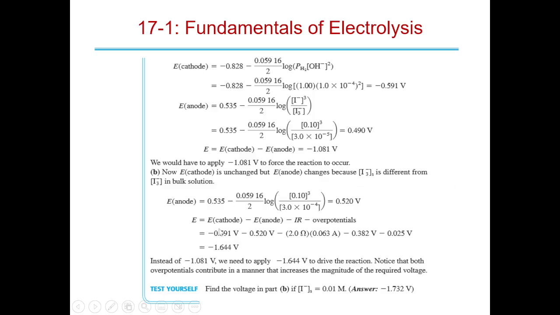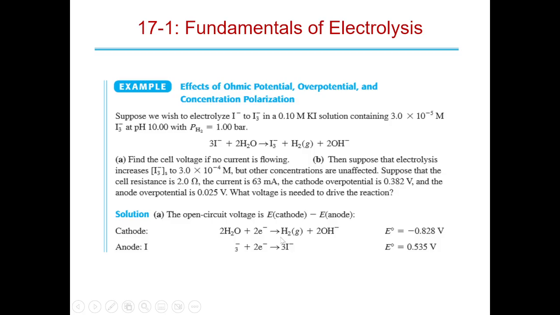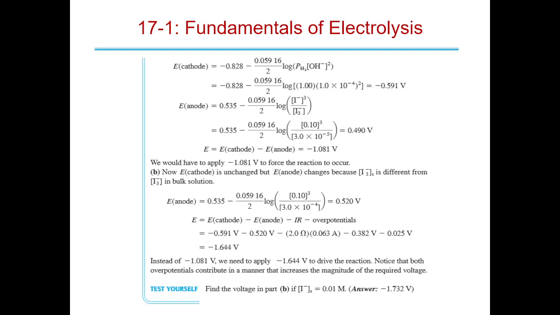All right, so the next part is we now need to use E cathode minus E anode minus IR minus overpotentials, right? Because we're now trying to figure out exactly what we would need to get this going, and we now have all these other terms. That's what all this stuff was, by the way. See the ohms right here, there's cell resistance. Well, that's the resistance of our cell, right? That's the IR.